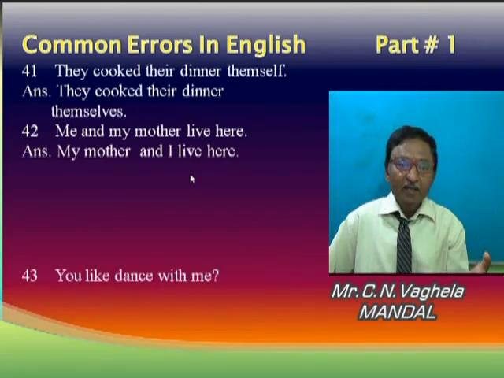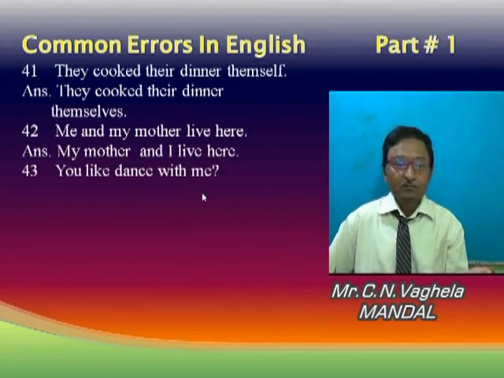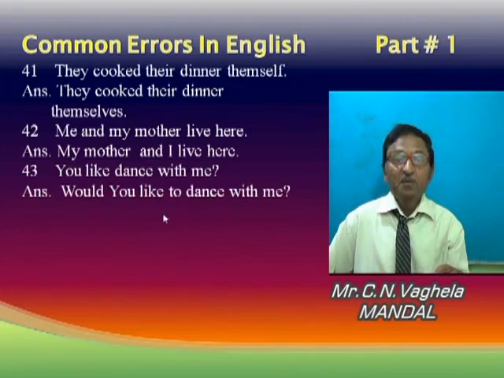That is correct. You like dance with me. That is wrong. Would you like to dance with me? When we ask someone's choice, we use would in present tense.